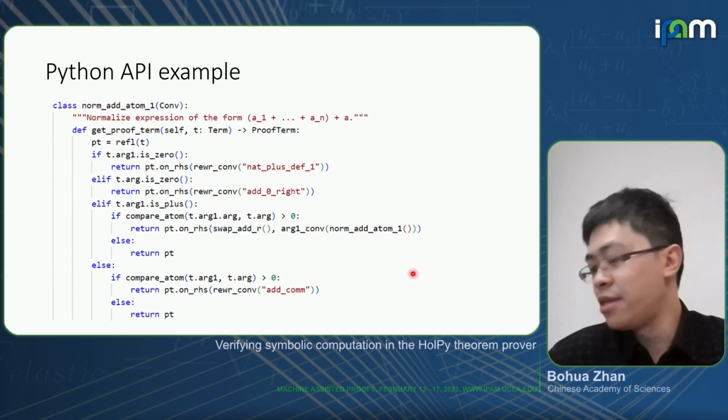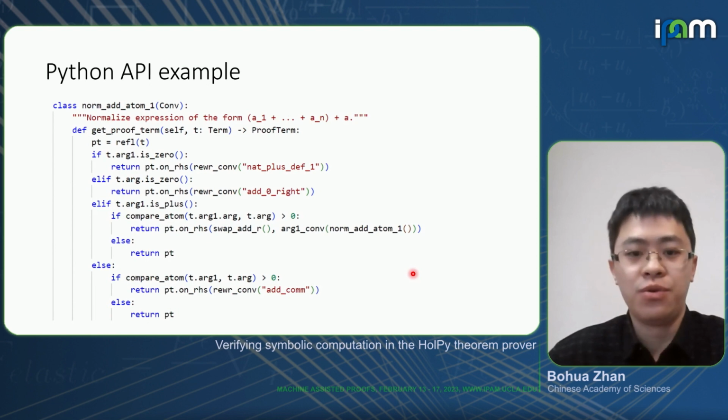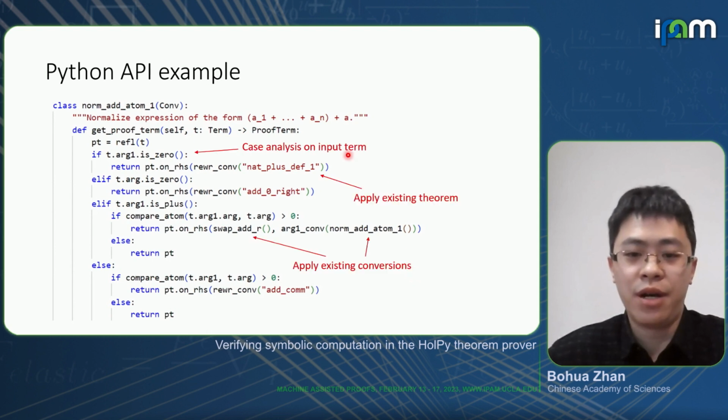This is a very brief introduction to the features available in the HolPy project. This code shows various minor points, including that we can do various case analysis on these terms, and apply existing theorems and existing conversions in the code, in a way that is very similar, I hope, to implementing proof automation in Isabelle or in Lean.